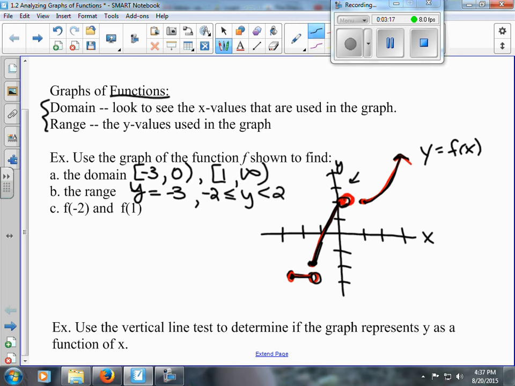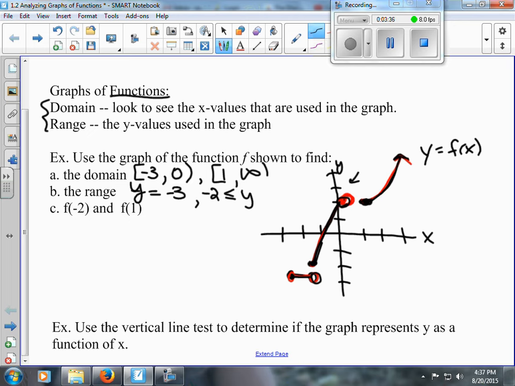Oh, wait, yes, we do, because the graph picks up again right here, right there at 1, 2, and then it goes on forever to infinity. So y is greater than or equal to -2. That encompasses all of those second two right pieces.